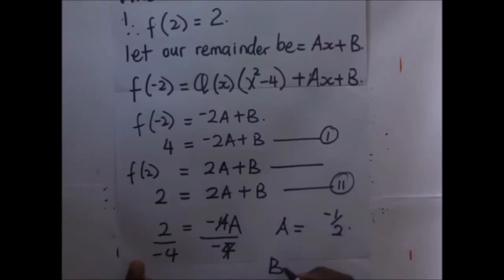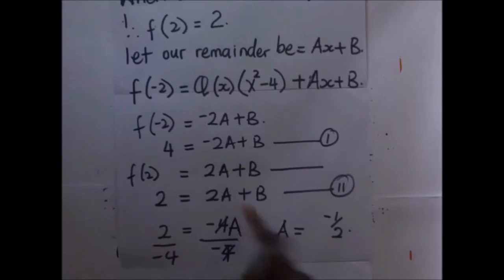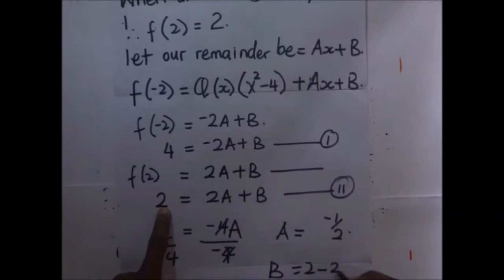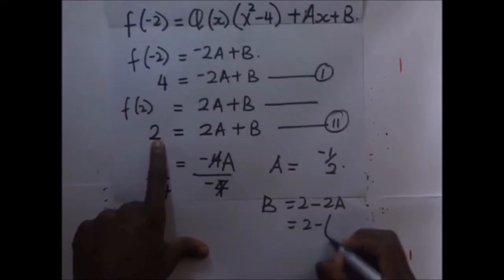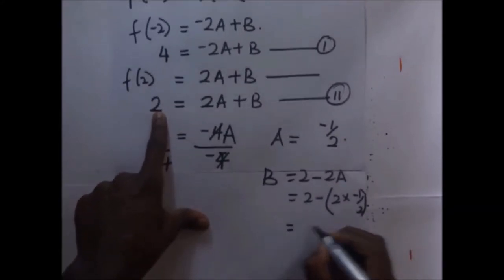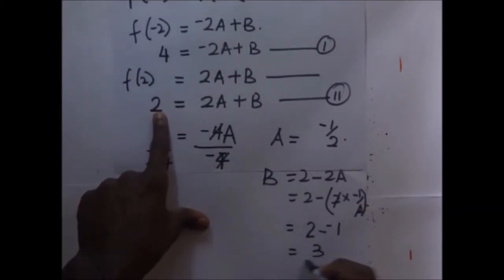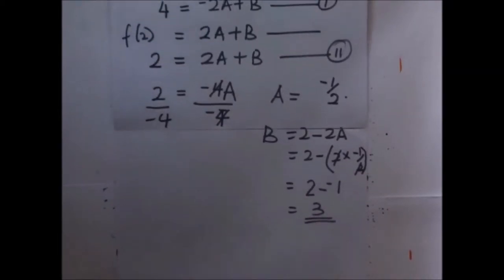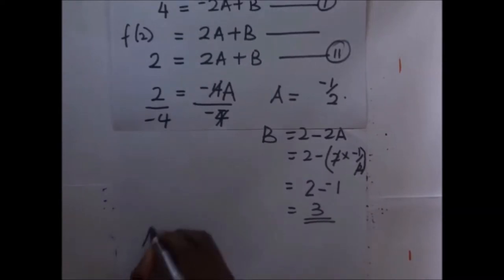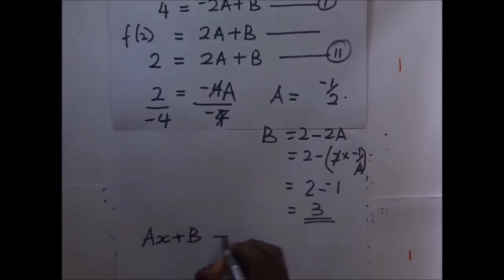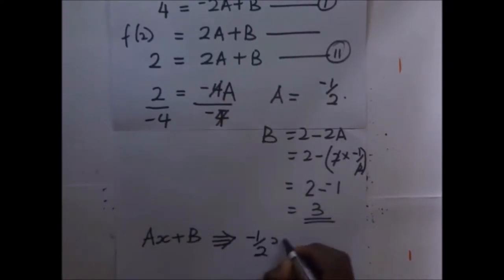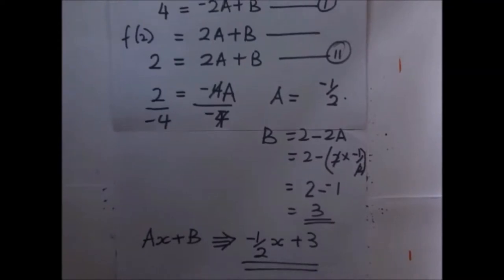So our value of b, if we make b the subject of the formula in this equation, it's going to be 2 minus 2a. So our value of b is going to be 3, and our value of a is going to be negative a half. So from ax plus b, our remainder is going to become negative a half x plus 3. And that is what we've been looking for.